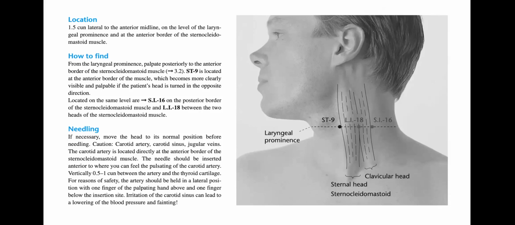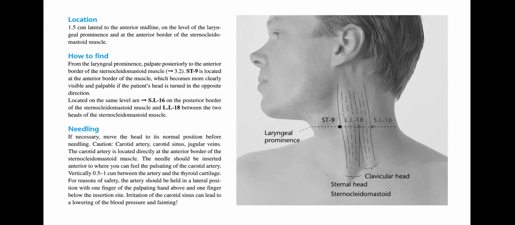To find it from the laryngeal prominence, palpate posteriorly to the anterior border of the sternocleidomastoid muscle. Stomach 9 is located at the anterior border of the muscle, which becomes more clearly visible and palpable if the patient's head is turned in the opposite direction.